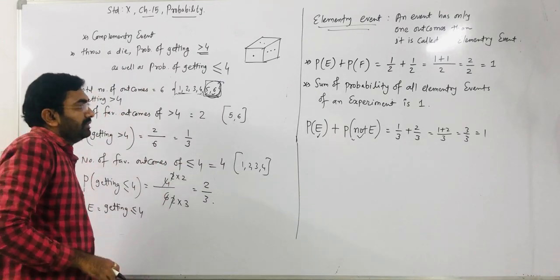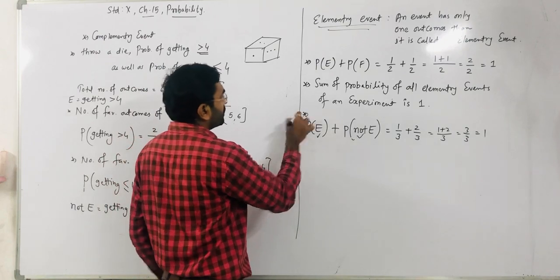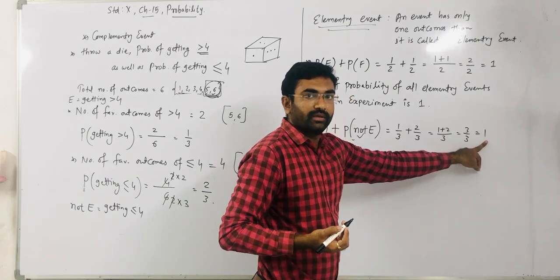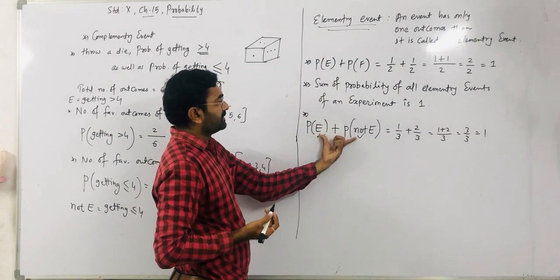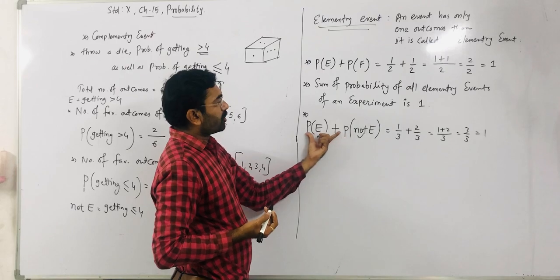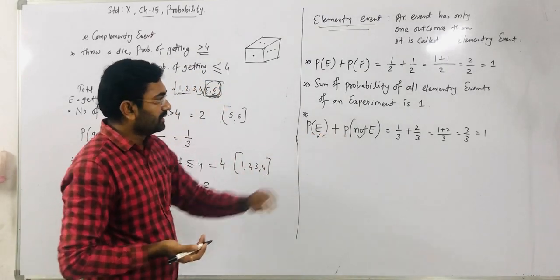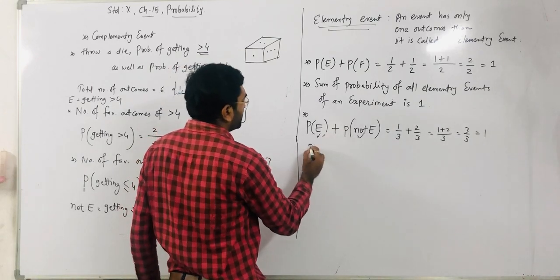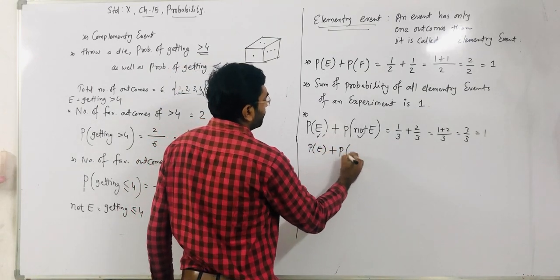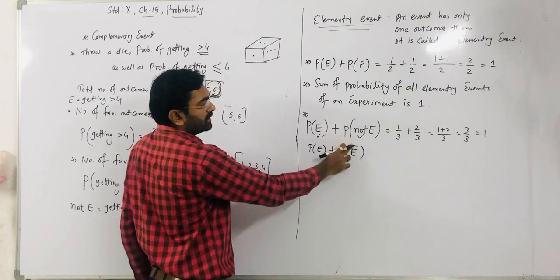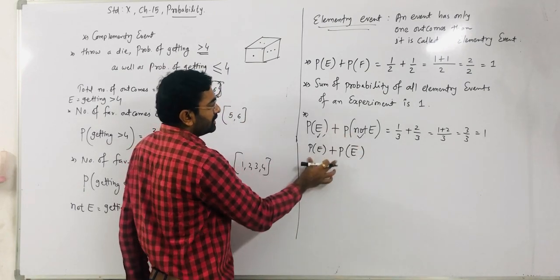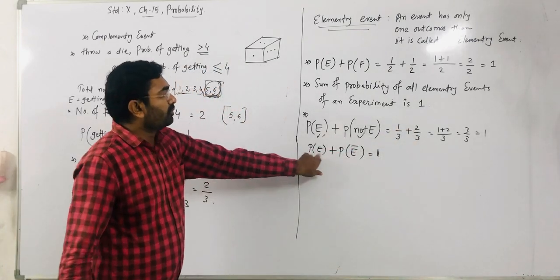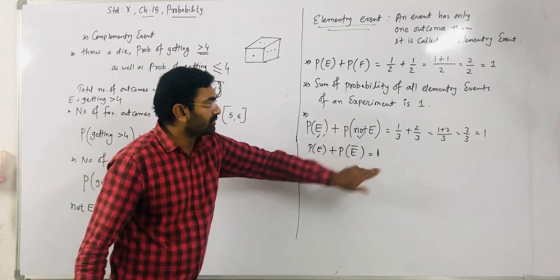So remember that thing. I want to discuss that in complementary events, probability summation is also 1. Okay, remember that. Complementary events, E and not E event, its probability summation is 1. Right? And another thing, that not E is represented by P of E bar. E bar means not E event. Okay. So P of E plus P of E bar is equal to 1. As I told you, complementary events probability summation is 1. Okay.